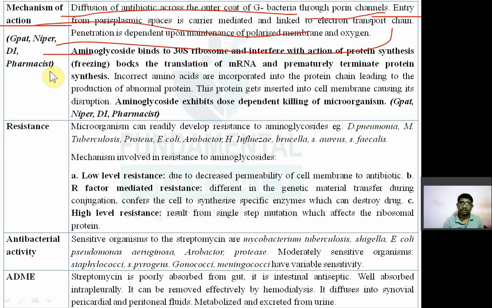So whatever protein is synthesized by bacteria is utilized for making the bacterial cell wall, bacterial cell components, etc. Okay, so that protein is not synthesized properly because of aminoglycosides. Okay, so aminoglycosides also exhibit dose dependent killing. So the higher the dose, the more the killing. They exhibit dose dependent killing. Now this is the mechanism.